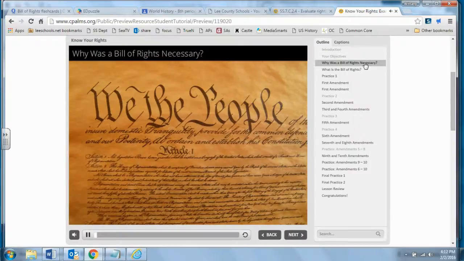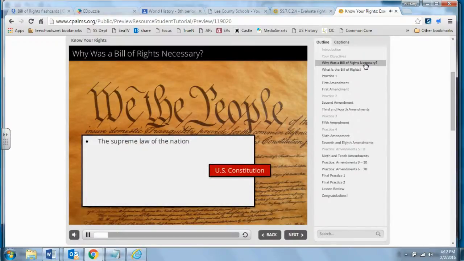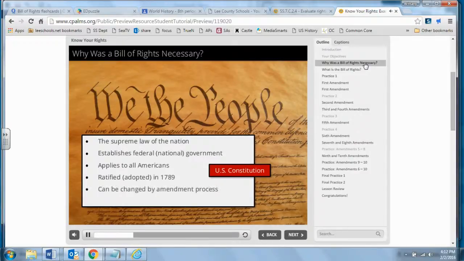Let's review some basics before we dive into the individual amendments of the Bill of Rights. The U.S. Constitution is the supreme law of this nation. It establishes our federal or national government, and it applies to all Americans. The Constitution was ratified, or officially adopted, in 1789. The Constitution can be changed officially by the amendment process. Official changes to the document are called amendments to the Constitution.